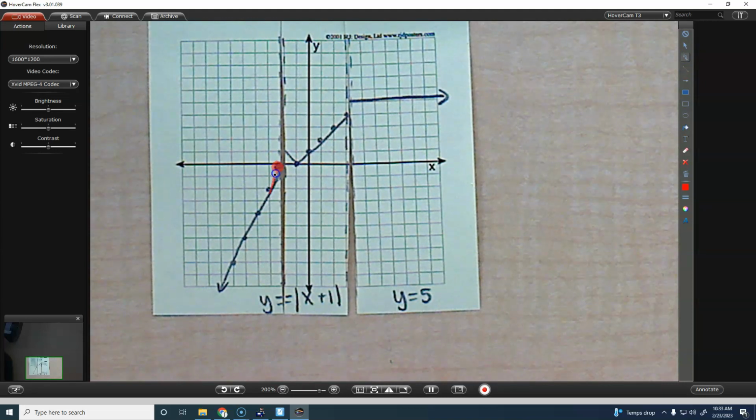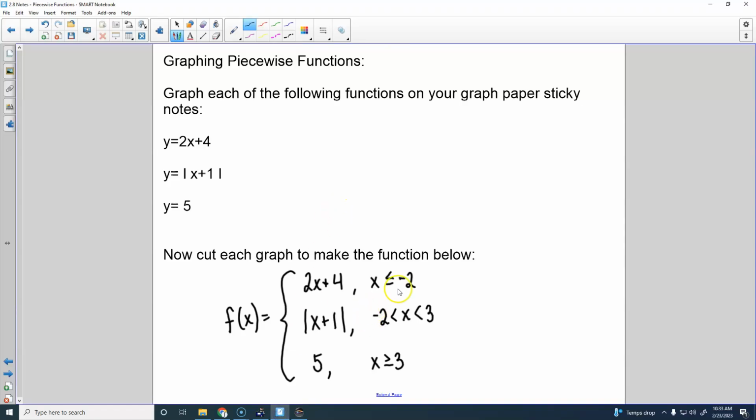So right here, that graph, which is a little bit crooked, which is the reason it looks a little funny, we're ending with a closed circle right there. We're doing that because on our piecewise function, it said or equal to for that negative 2.